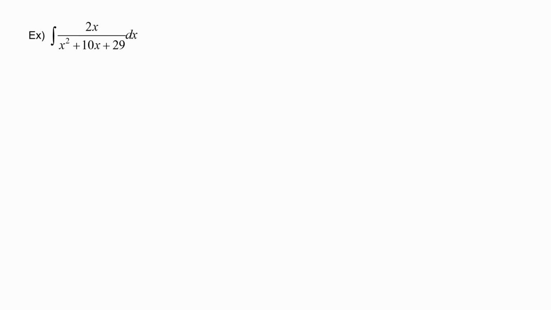In this example, we have the integral of 2x over the quantity x squared plus 10x plus 29 dx. Now I notice that my denominator has an x squared and my numerator has an x. So if we let u equal x squared plus 10x plus 29, then du would equal 2x plus 10 dx. We have the 2x we need in the numerator. We're just missing that plus 10. So let's see what we can do to get that.